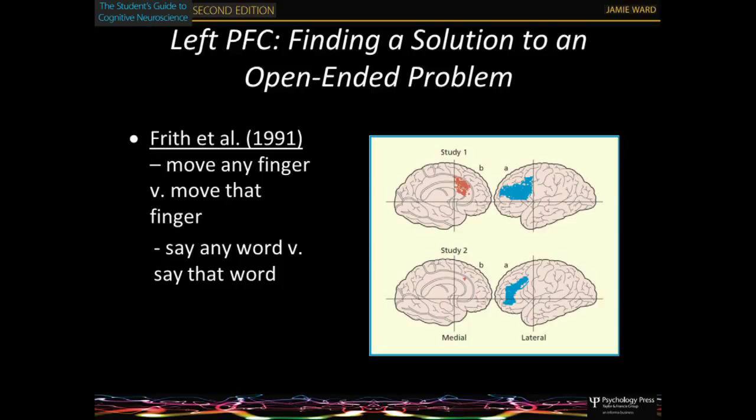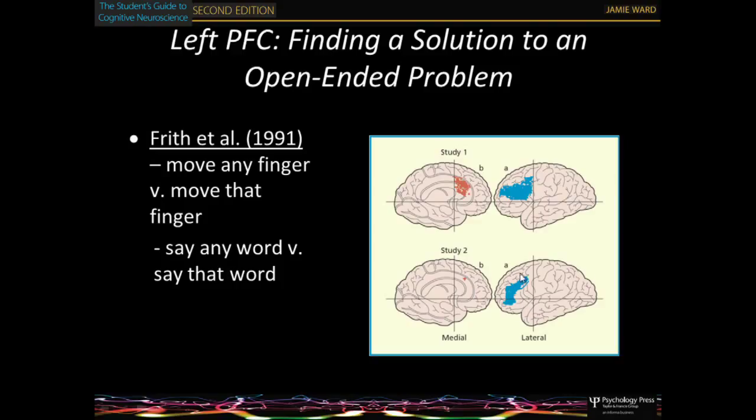So the left frontal lobe is particularly important when you're dealing with very open-ended solutions. So Frith has this theory that links it with free will, is his idea, or selecting freely between lots of different options, as opposed to having an automatic or predetermined option.